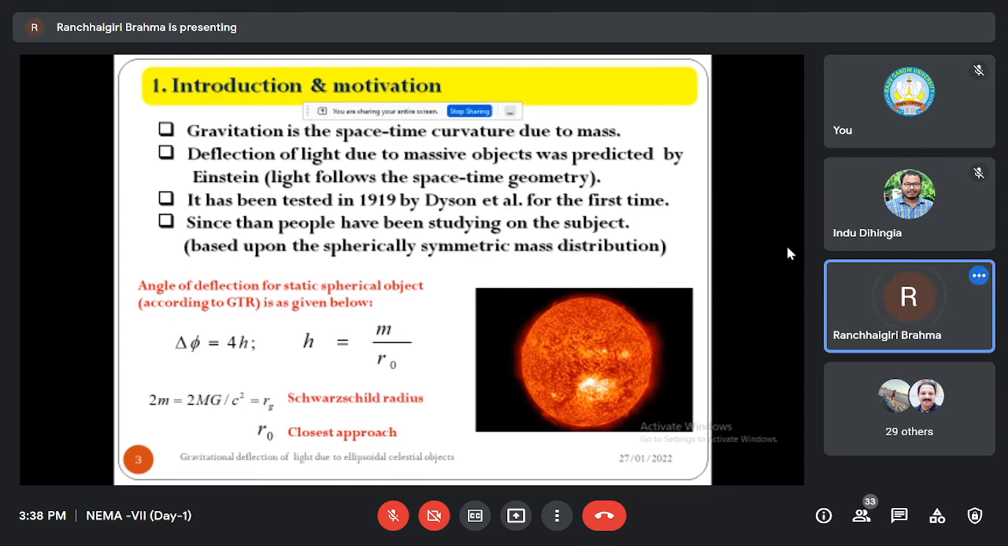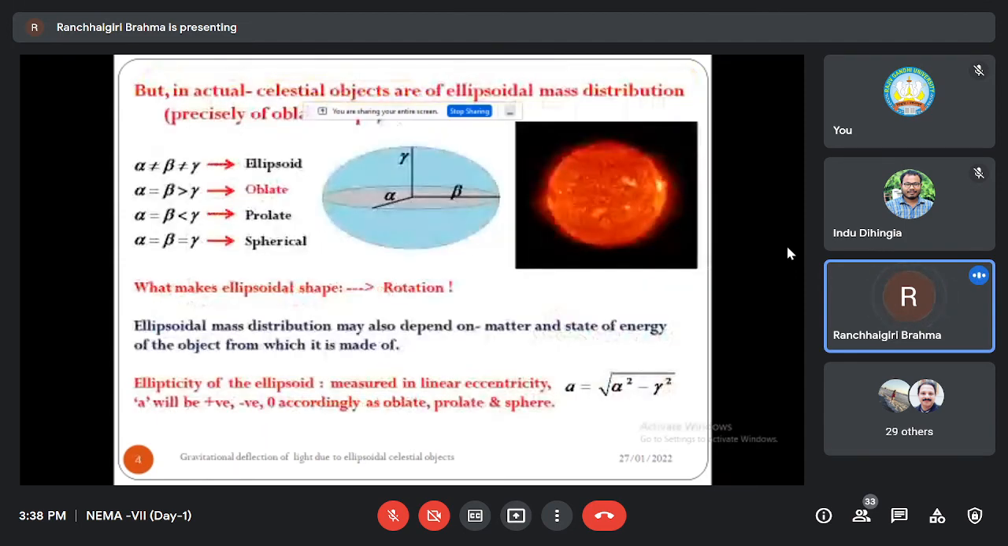This is the light passing near a gravitating object, and r naught represents its closest distance in the trajectory of light. But actual celestial objects are not spherically symmetric. They are of some ellipsoidal shape. This ellipsoidal shape of the gravitating object may be because of rotation, or some other factors may be there.